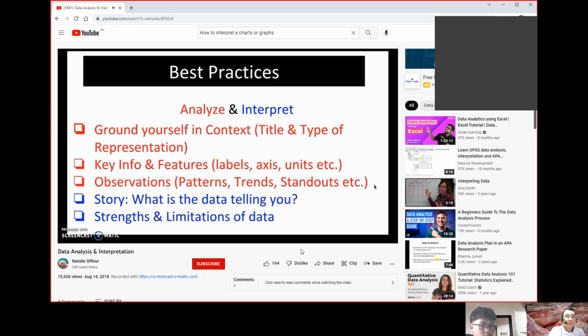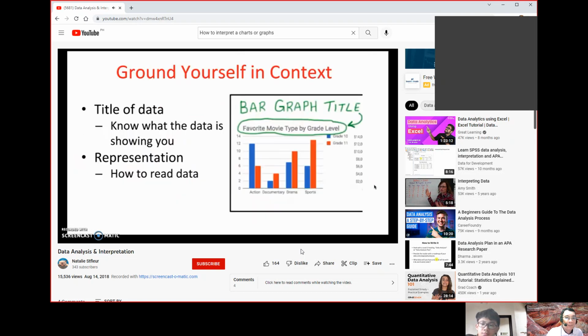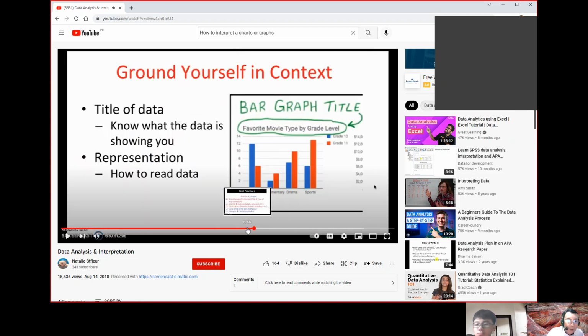Now that we looked at the common types of representation, we're going to move on to best practices. We're going to speak about how we analyze and how we interpret. Analysis will be shown in red, and interpreting will be shown in blue.